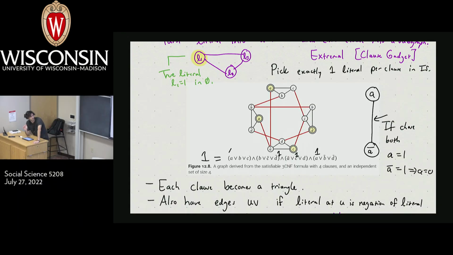A size 4. Yeah. Because the important thing is the number of things in the set. Because if it was size 3, that means one of the clauses did not have an assignment, which means one of the clauses will be false. Where did 4 come from? In this example, there's 4 clauses.